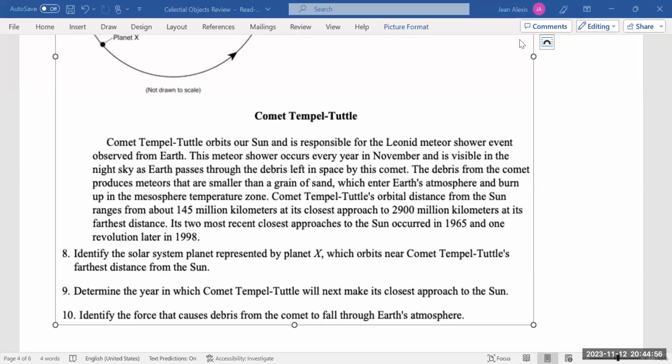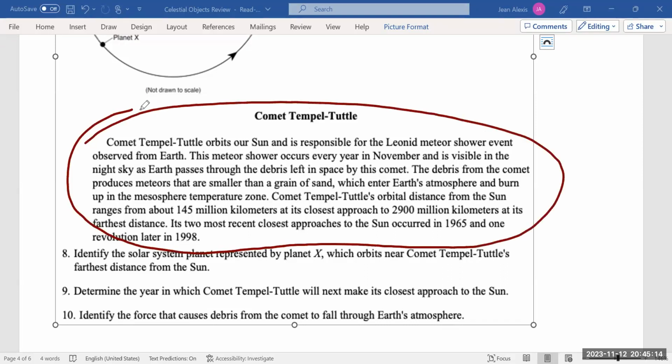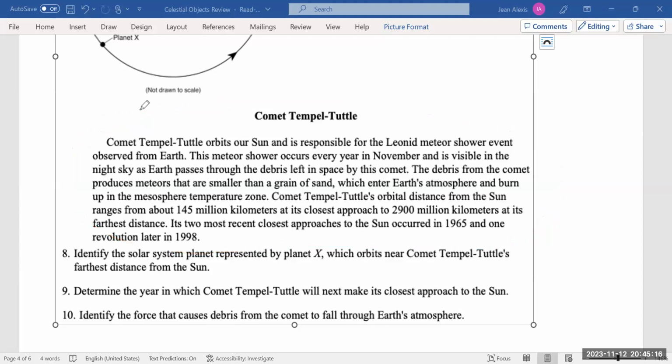All right, number 9. Number 9 says, determine the year in which Comet Temple-Tuttle will next make its closest approach to the sun. So that lets me know somewhere in this reading is information as to how this comet is going around the sun repeatedly. So there must be some pattern that's taking place.